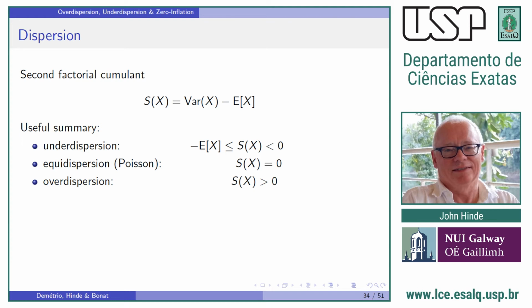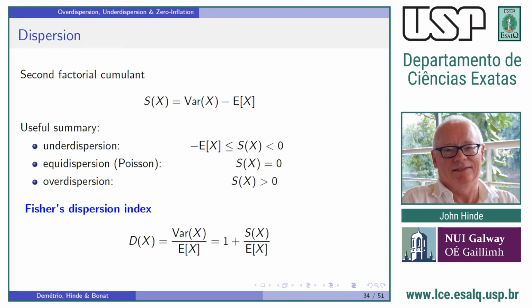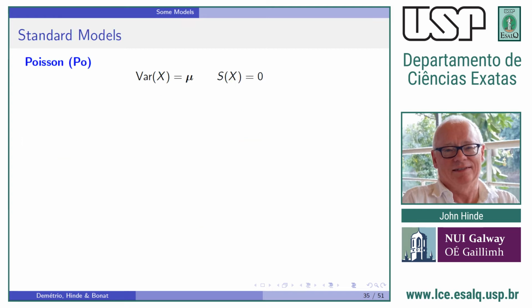If I look at the difference between the variance and the mean, for the Poisson case, this difference is going to be 0. Under-dispersion, less than 0. Over-dispersion, bigger than 0. And we've talked about this dispersion index as well, which could be bigger than 1 or less than 1. Now, let's look at the Poisson model. We know that variance is equal to the mean, and this S is equal to 0.